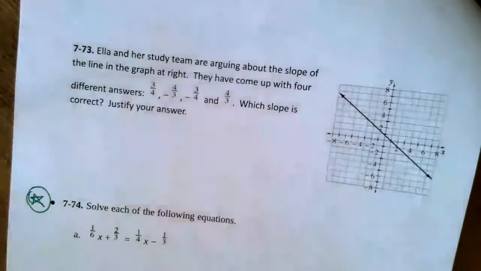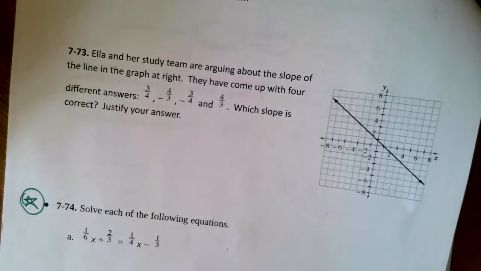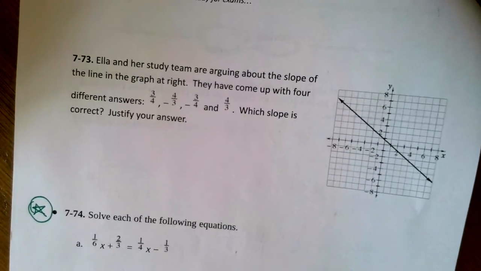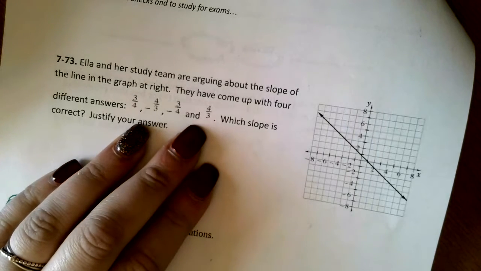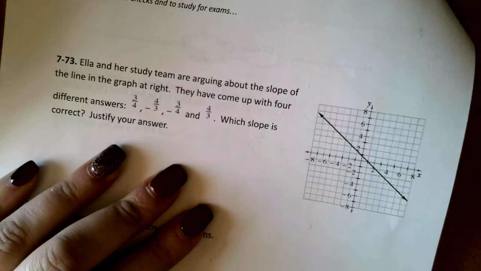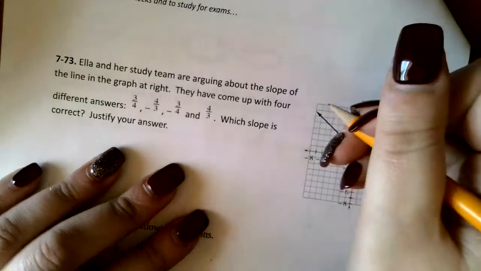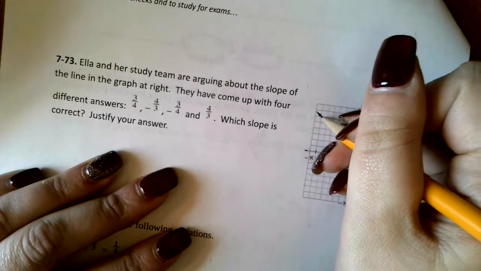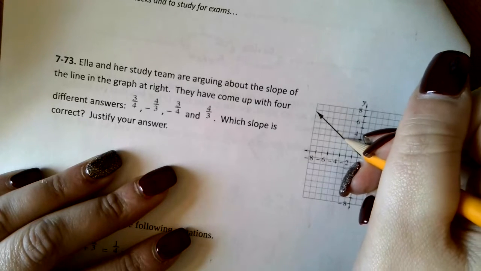Flipping it on over, it is going to tell us that Ella and her study team are arguing about the slope of this line at the right, and they came up with 4 different answers. Wow, there's a whole bunch of different ones here. Which slope is correct? And then we have to justify. So to do this, we're going to try and find some points that are right on the line. So I can see right here's one. There's one. It looks like, wait, is that here?